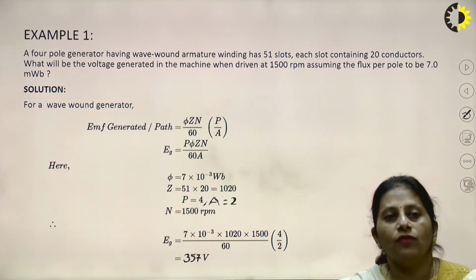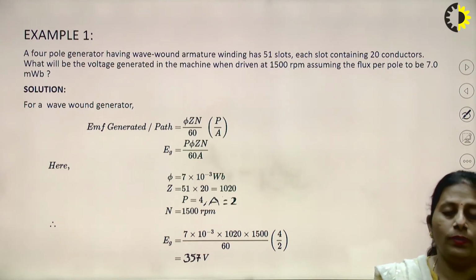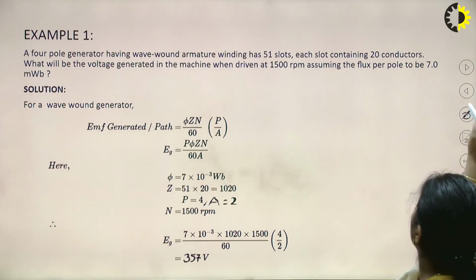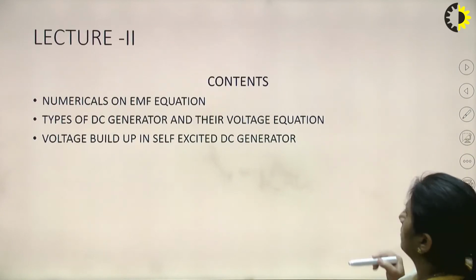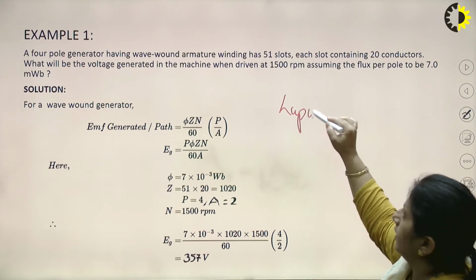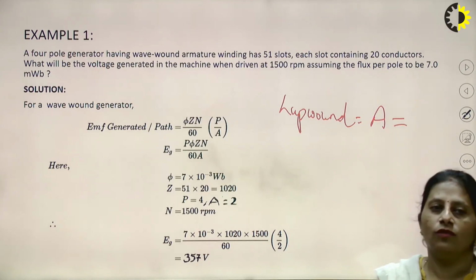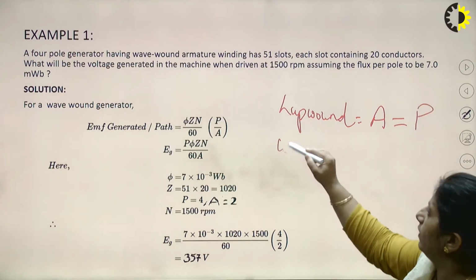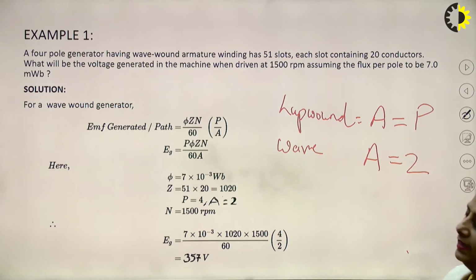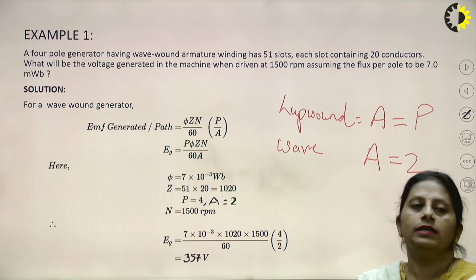Now obviously the number of parallel paths depends upon whether the armature is wave wound or lap wound. For a lap wound armature, the number of parallel paths is always equal to the number of poles, right. And for a wave wound armature, the number of parallel paths is equal to 2. We have seen that, right. Here the generator is wave wound, right.